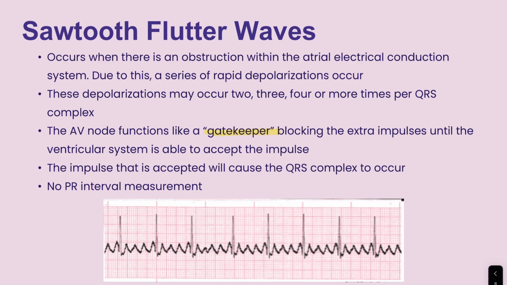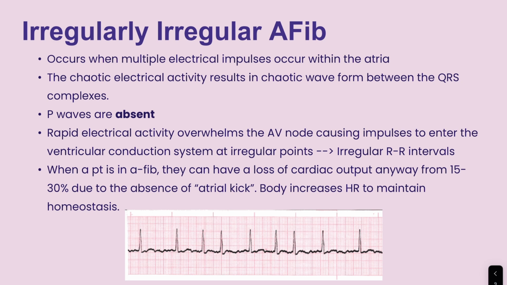Now, we don't measure a PR interval here because there's not really a PR interval measurement. But if we look here, we've got this sawtooth pattern happening in a predictable manner, all before our gatekeeper AV node allows that QRS complex to go through. Versus irregularly irregular AFib. Say that again.